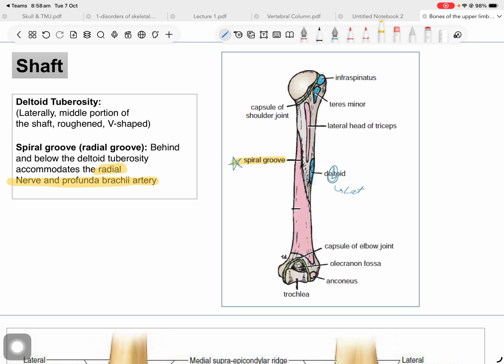Okay? So, the axillary nerve, what is it related to? The surgical neck. The radial nerve is related to what? To the spiral groove. Where do I find the spiral groove? On the posterior aspect of the shaft of the humerus. Okay?